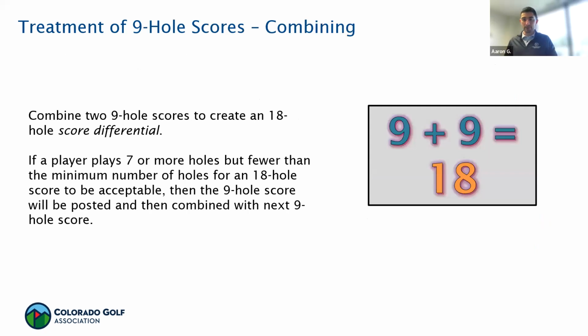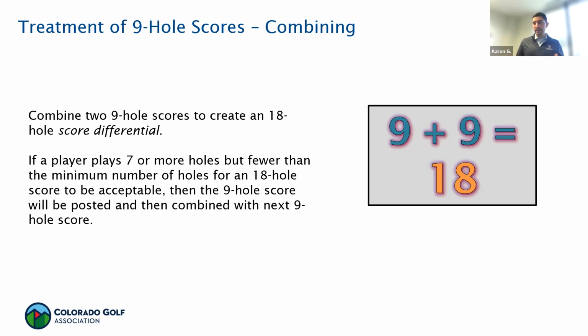Okay, 9-hole scores. For those of you who are part of 9-hole scores, you know this very well. When a 9-hole score is posted, it creates a 9-hole score differential. That differential waits for another 9-hole score to be posted to combine with, to create an 18-hole differential. Once that is done, it will then be eligible to affect the handicap index. Until that happens, it'll wait in that player's playing history until another one is posted.